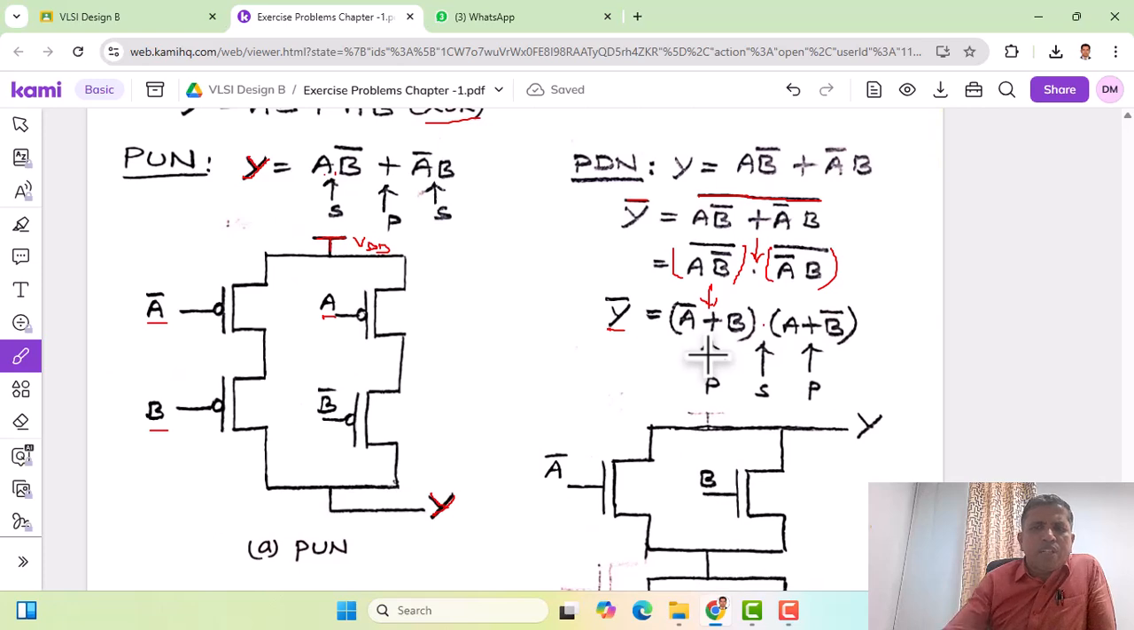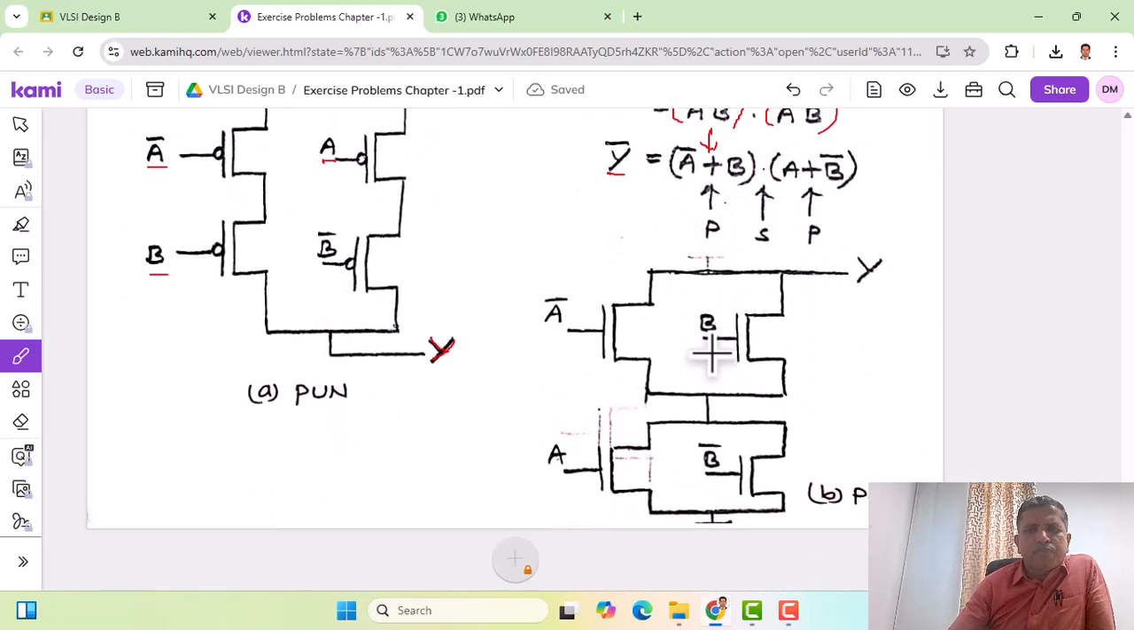So now let us realize the CMOS structure. As we can see here, A bar is there, and this is a pull-down structure. Therefore we need NMOS transistors. A bar is there, so let us connect A bar here for the NMOS transistor, and these two are in parallel. So A bar and B.